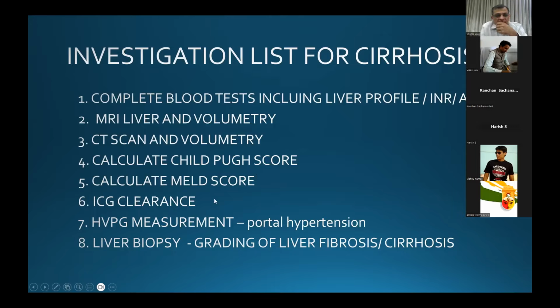And then there are some advanced tests, what we call indocyanine green clearance. We could do an HVPG to measure the portal hypertension. There are now certain non-invasive methods of assessing portal hypertension coming through. And we again could do a liver biopsy to understand what is the magnitude of liver damage that we are looking at.